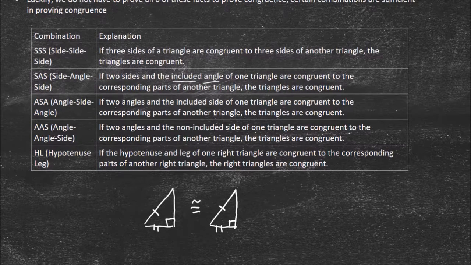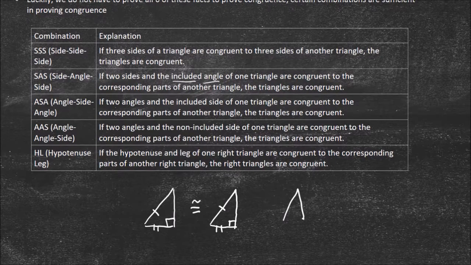If you think about it, this doesn't even really need its own. Well, I guess it does, but it's kind of similar to the AAS ones that we've talked about and side angle side even, because if you have a right triangle, it already shares one of the angles, but that's besides the point. So hypotenuse leg, basically, if you have a right triangle and you have them having the same hypotenuse length and one of the legs is the same, then they're going to be congruent.